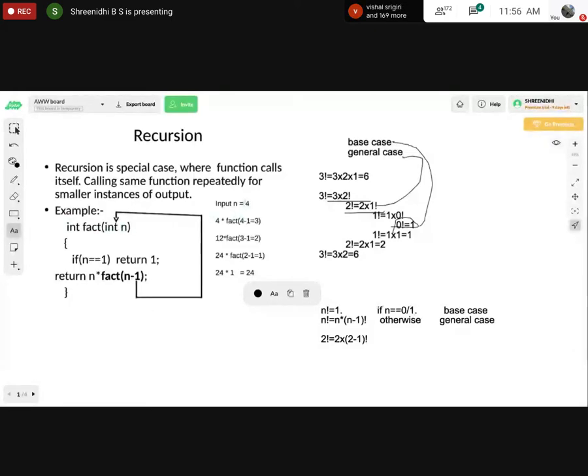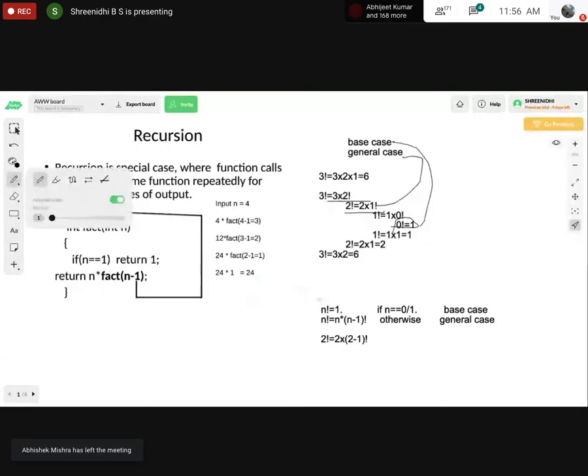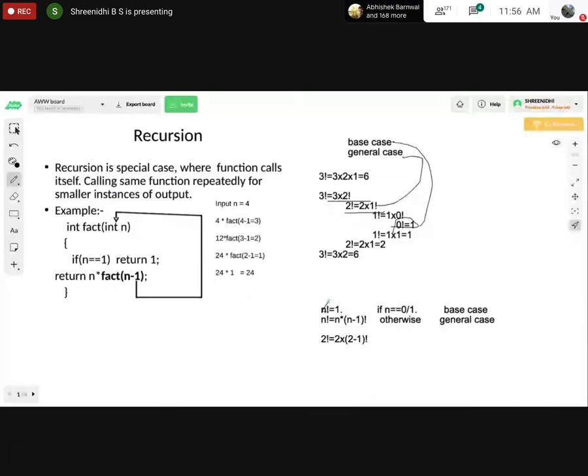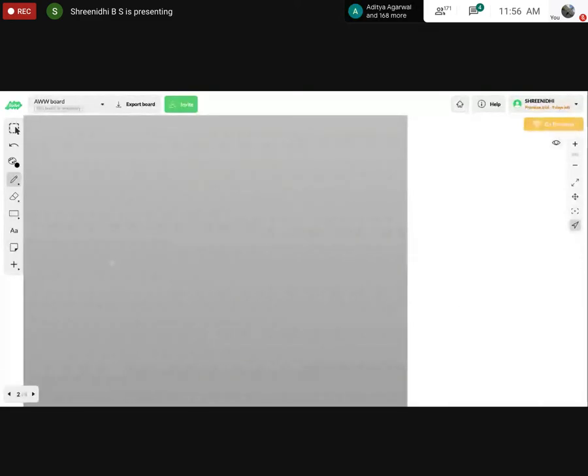So if I take my input as 4, it will be 24. Here, if n is equal to 1, if it is true, return 1. If it is false, return n into fact of n minus 1. This factorial function, instead of the factorial symbol, I have written as fact of n. That's your fact of int n. This one I have written as fact of n into n minus 1. So I'll show a complete program.